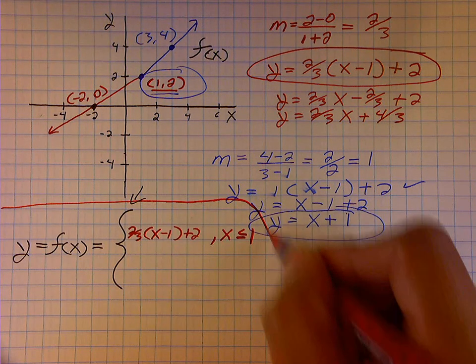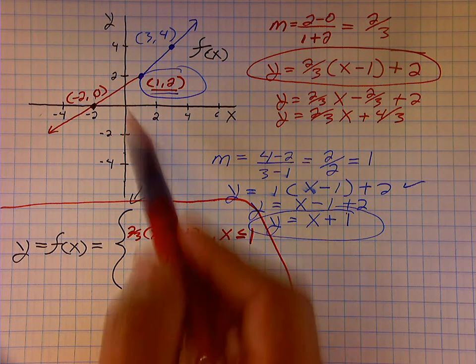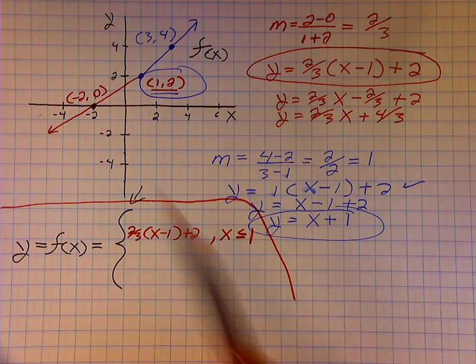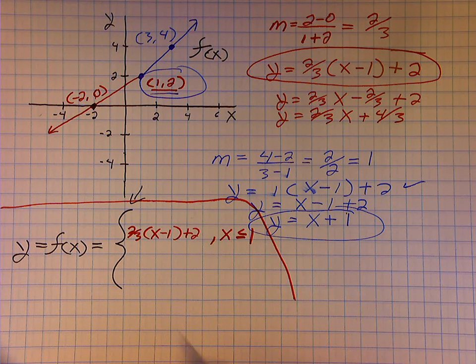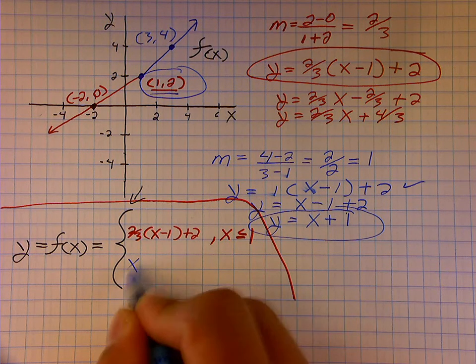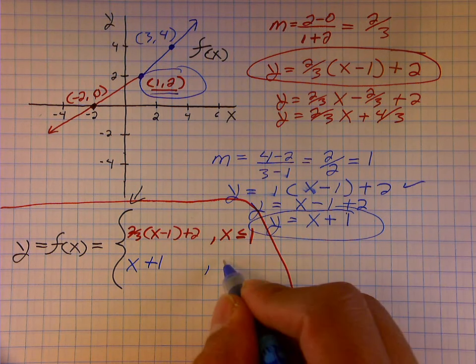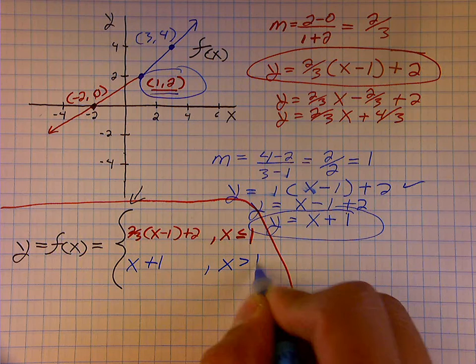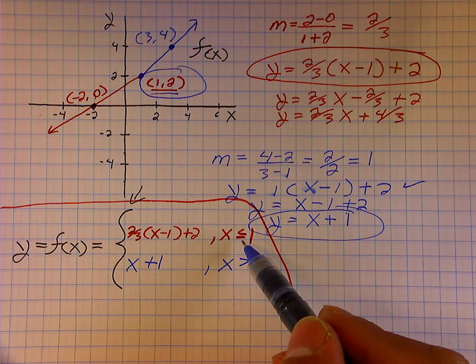Less than or equal to, we'll put the equals here. Now what's important about this statement right here is not only have I told you what the equation of this piece of the line is, but I've told you when you can use this piece. It can only be used for x values less than or equal to 1. The next piece is x plus 1, and we can only use this piece when x is greater than 1.